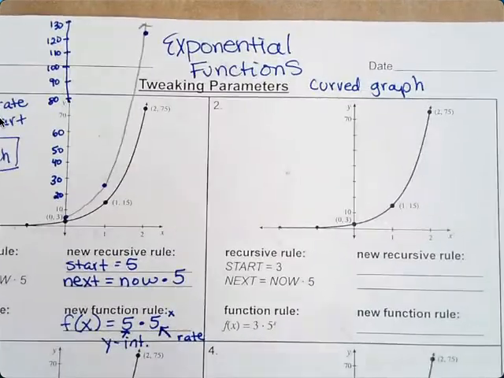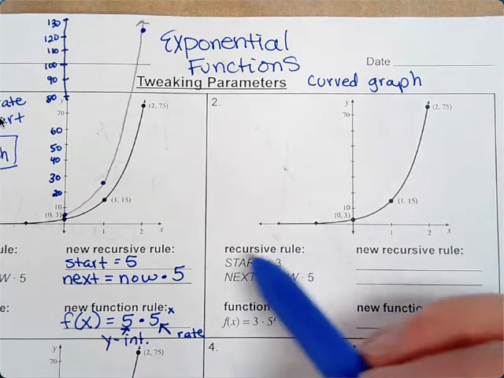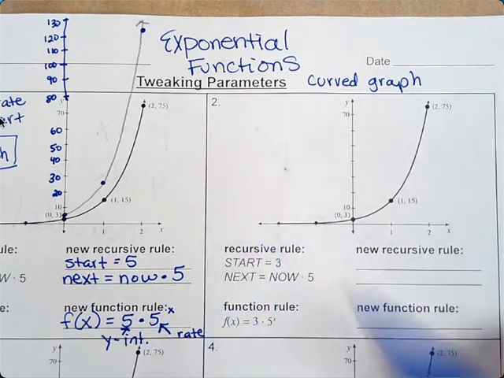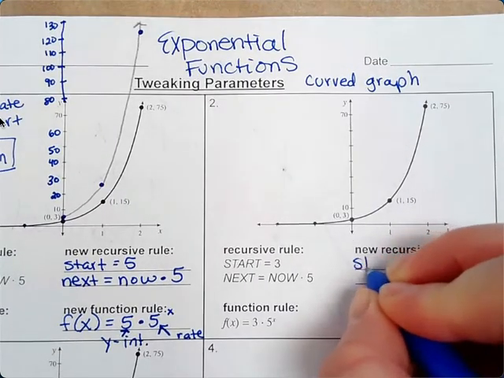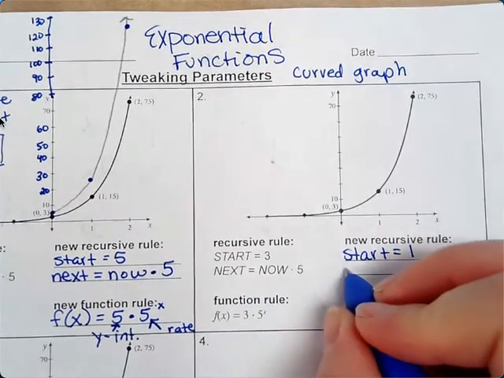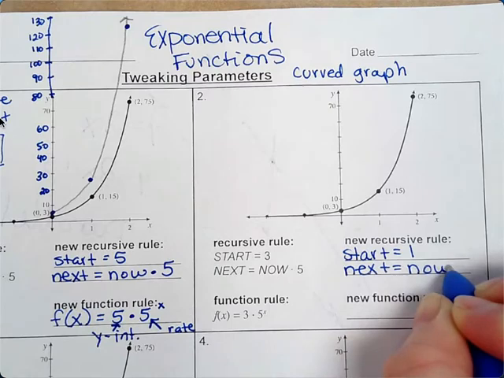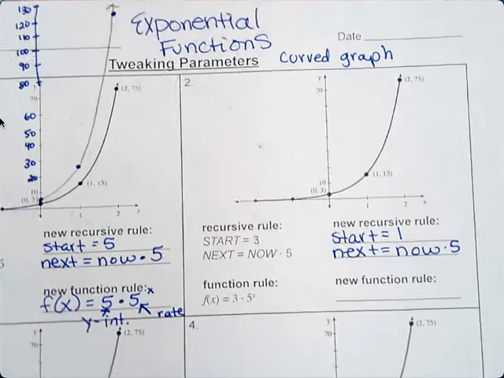Okay, number 2. We still have the same graph, same original recursive and function rule. So this time we are going to start at 1 and keep the same rate. So it'd be next equals now times 5.